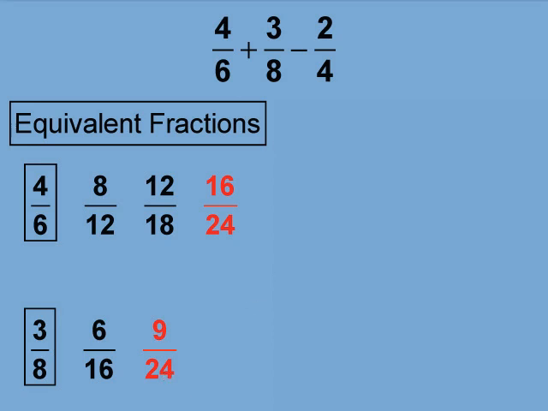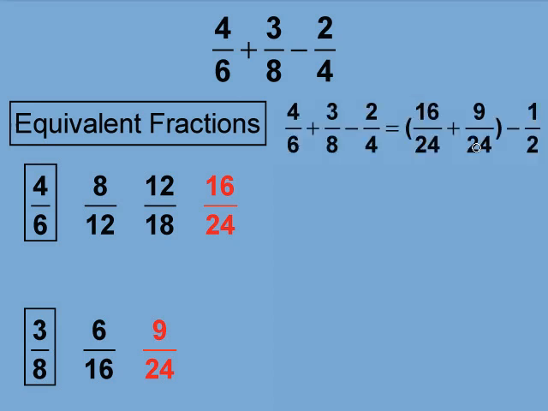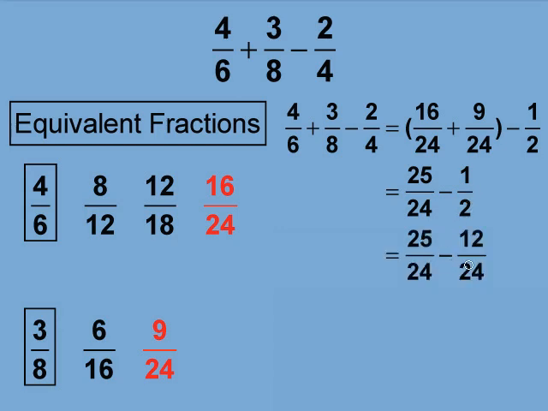Rewrite the addition statement with the equivalent fractions, as shown here. The sum is 25 24ths, from which we subtract 1/2. We rewrite 1/2 as an equivalent fraction with 24ths, as shown here. Simplifying, we get 13 24ths. Let's look at another example.